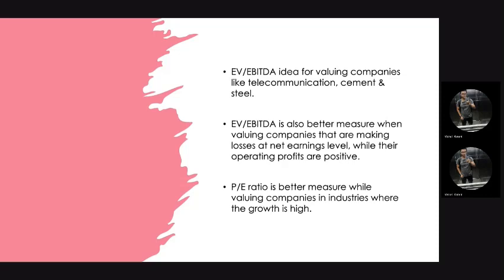EV/EBITDA is also a better measure when valuing companies that are making losses at the net earnings level while their operating profits are positive. Last but not the least, the PE ratio is a better measure for valuing companies in industries where the growth is high and the industry is not capital intensive.